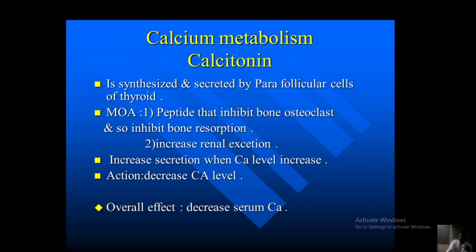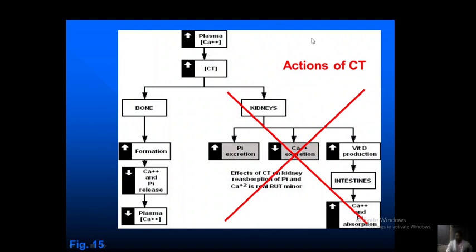The second thing, it will increase the excretion of calcium from the intestine and the excretion from the kidney. And ultimately, the overall effect is that the level of calcium will decrease. So what is the calcitonin action? These two actions it doesn't have. So when the level of calcium in the plasma is increased, calcitonin plays its action. It will go to the bone, increase bone formation, decrease calcium and phosphorus release from the bone, and decrease plasma calcium.